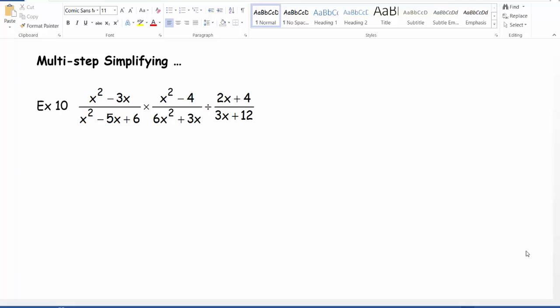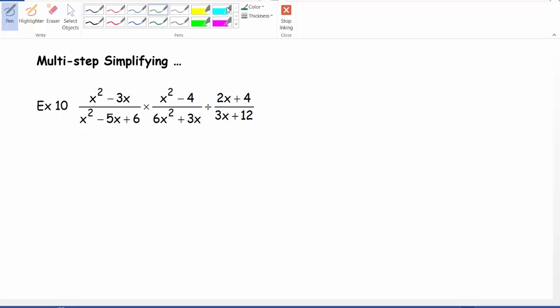Here we are at example 10 from our 8.4 set of notes. We're looking at multi-step simplifying. When we look at example 10, we notice that we have several different things being done with an operation, whether it's multiplying or divided by. And you can go ahead and factor right away. In fact, let's go ahead and do that first.